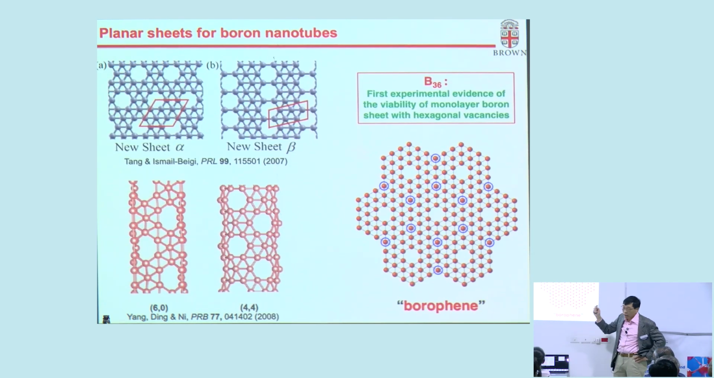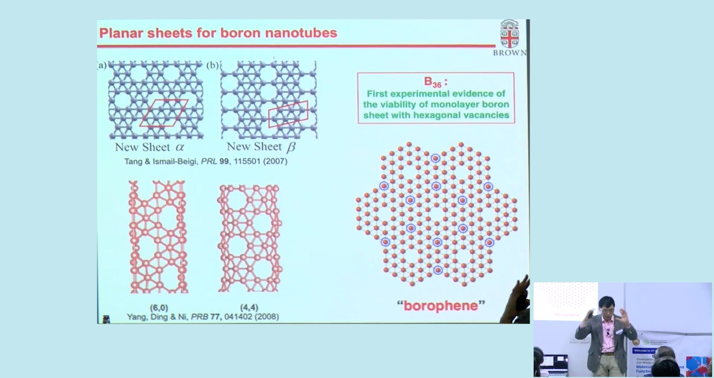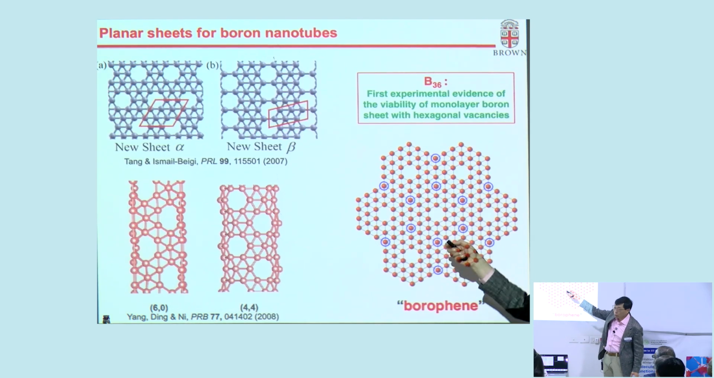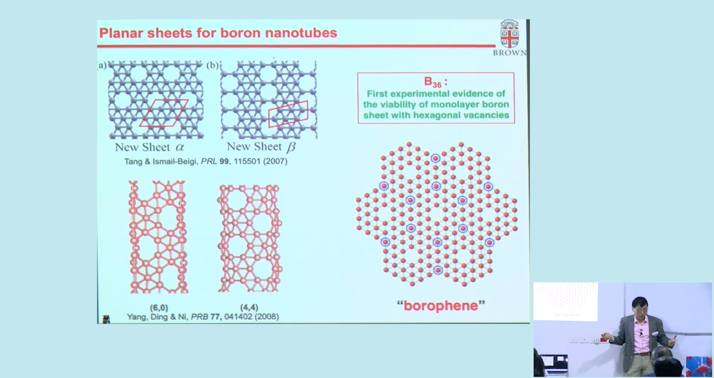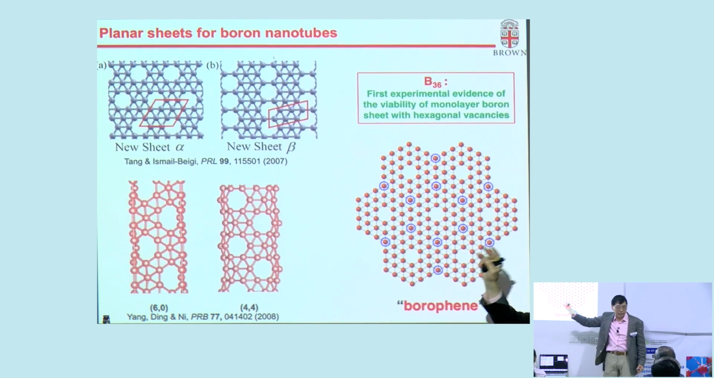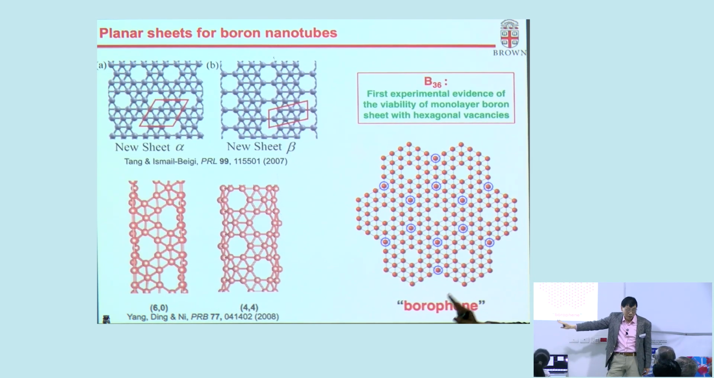They said, okay, so the triangular lattice is not good to build boron nanotube because it's not planar. So you really want a planar structure to build the nanotube. So they realized that it's electron rich. If you actually remove some boron atoms from this triangular lattice to create hexagonal vacancies, you can find a perfect planar structure, and they are much more stable in terms of the cohesive energy.